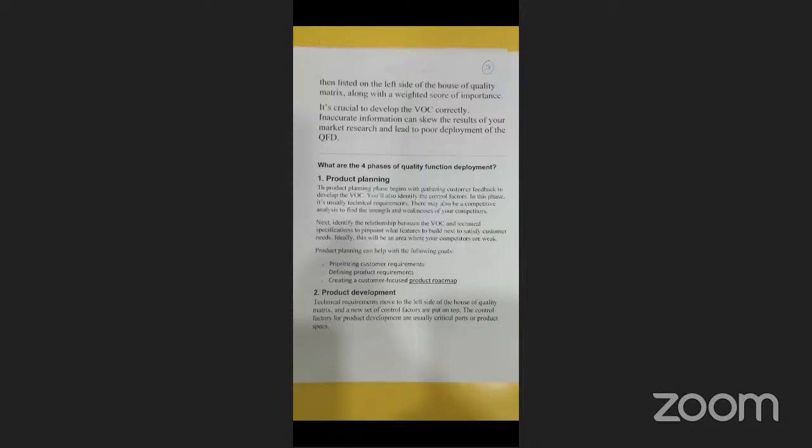In the product development phases, the goal is to recognize the key parts to build a feature. It also helps, number 1, incorporating customers' requirement into product design. Number 2, collaborating with the cross-functional teams. Number 3, ensuring design consistency and quality.